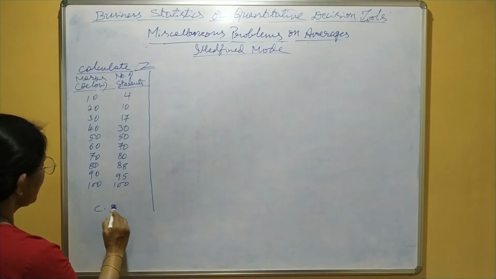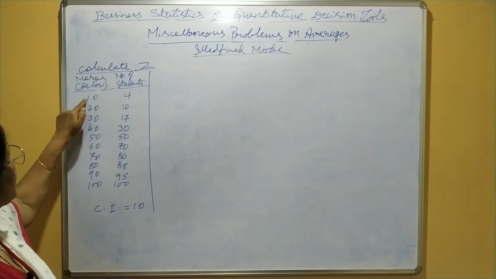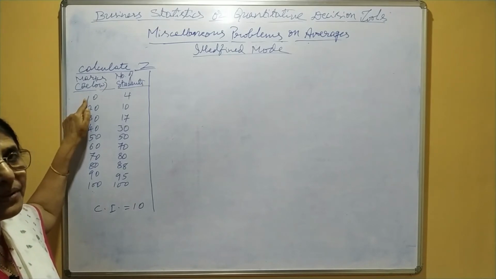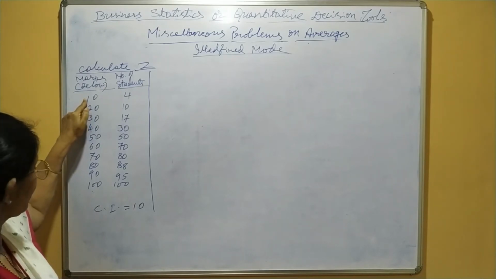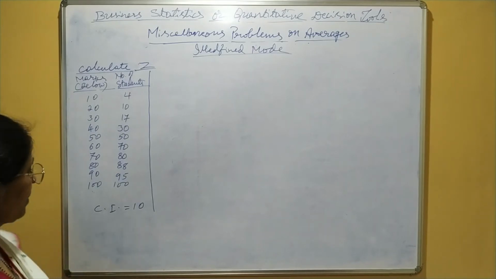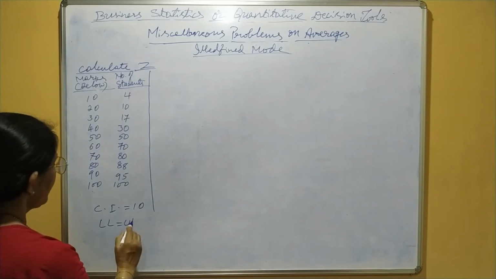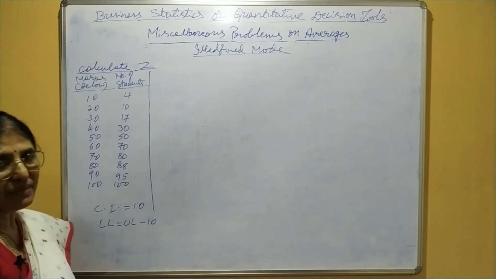Therefore, class interval is 10. Now, this 10 is the upper limit of the first class. That means we have to find out the lower limit of the first class. How to find out the lower limit? Lower limit equals upper limit minus class interval.